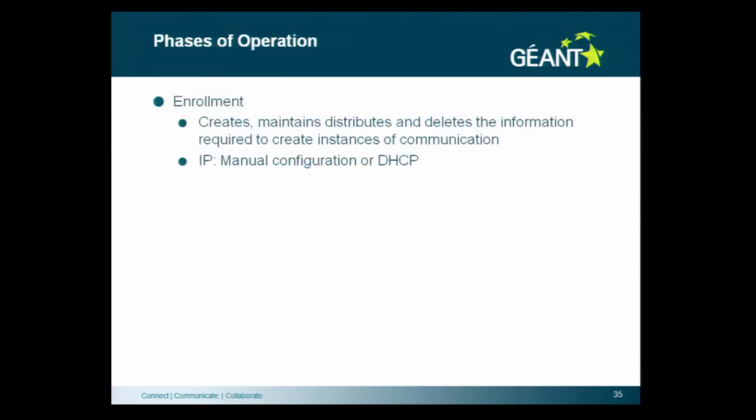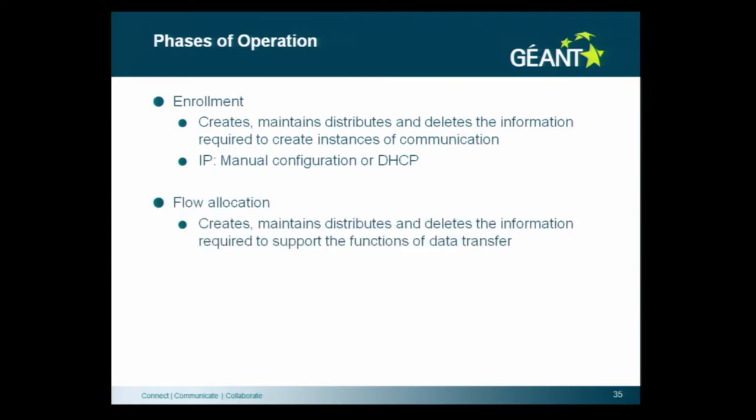So there are 3 phases of operation in RINA. You have enrollment, which really creates and distributes the information required to create instances of communication. This is something which is a little bit overlooked in current networks. You just configure your IP address and then you are actually part of that IP layer. For instance, or you can use DHCP, but that's sort of enrollment. But in RINA, this process has been thought through. You can use authentication just to join a network layer.